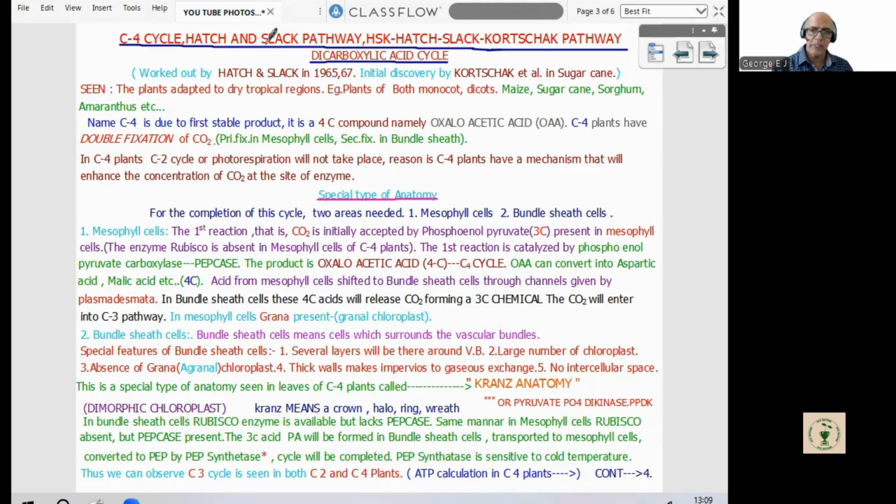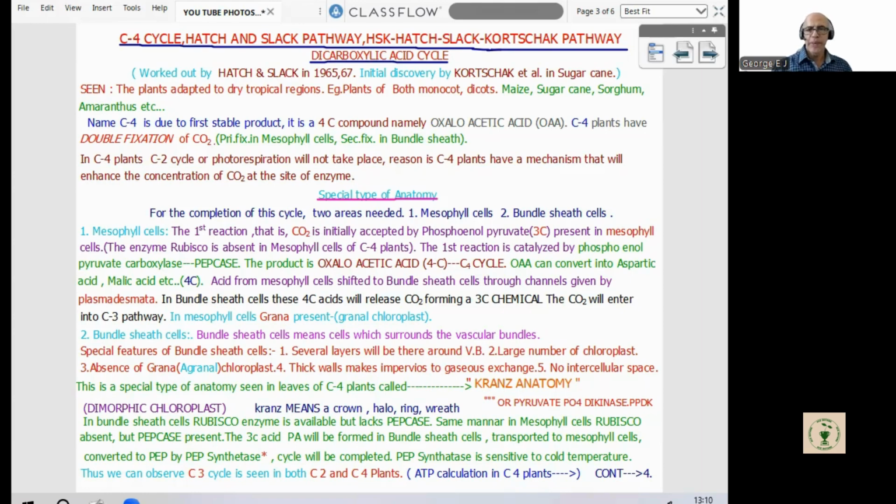Previously, in the C2 cycle, the first stable product is a 2-carbon chemical. Now, this cycle was connected with 2 Australian physiologists, Hatch and Slack, around 1965-67, and the initial work is connected with Kortschak and his group in sugarcane. I think that idea is clear. Now, in which area can we find this type of cycle? This is an adaptation for dry tropical regions, because nature understood C2 is not much advantageous. Plants from both monocots and dicots show this cycle.